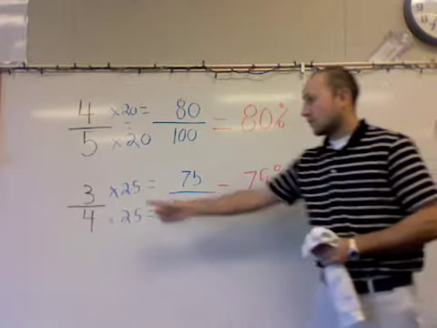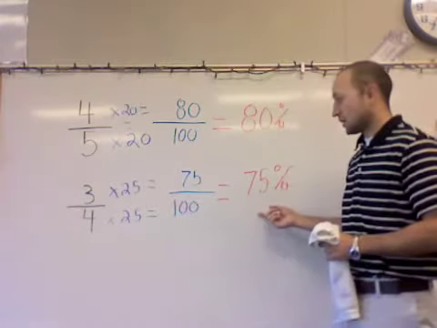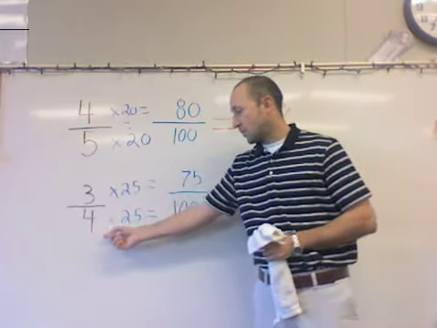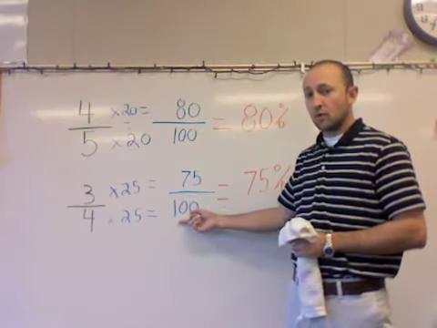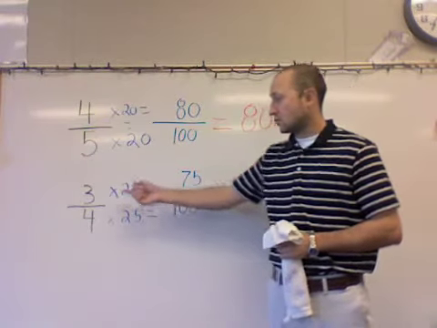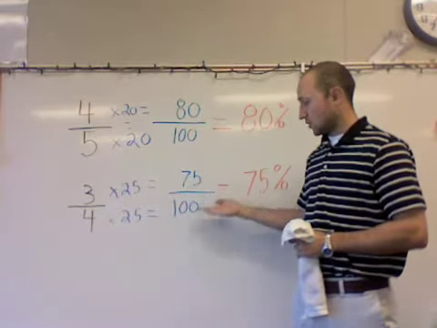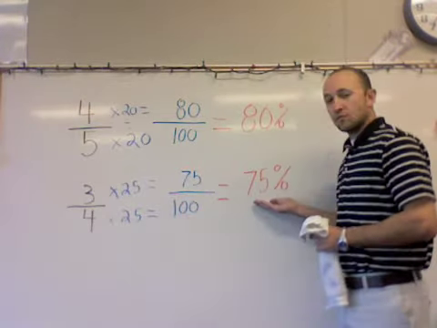So one more time. If I'm given a fraction and I want to find a percent, I need to find out what number I multiply the denominator by to get to 100. Whatever number that is, I'm going to take it and also multiply the numerator by it. I'll end up with a fraction that's over 100, and this way I can find my percent.